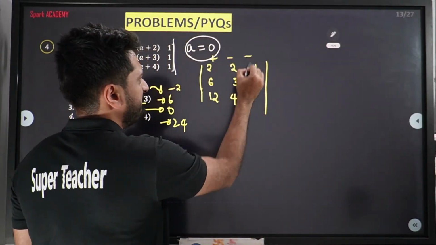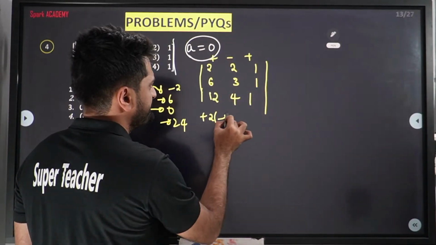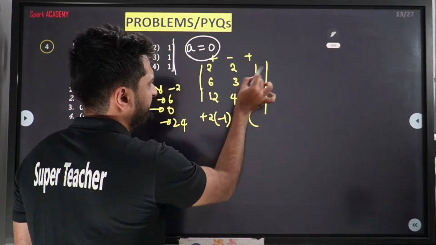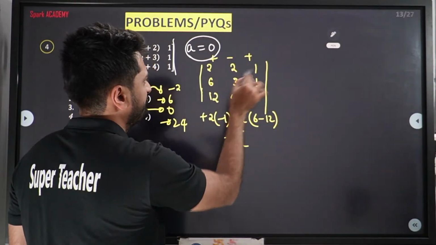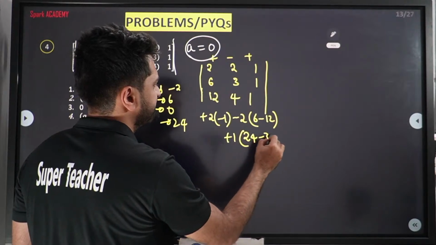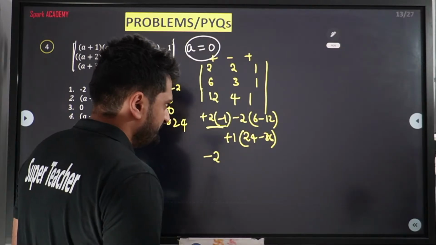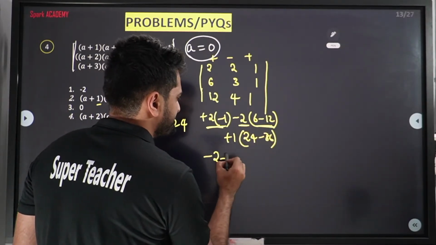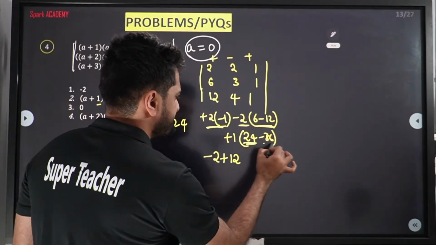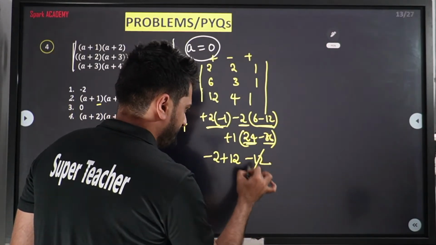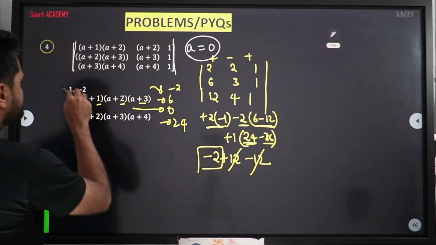Plus minus plus again. Plus 2 into, this is 3 minus 4 which is -1. Minus 2 into 6 minus 12 which is -6. Plus 1 into 24 minus 36. So this is -2. This is -6 into -2, which is +12. And 24 minus 36 is -12. -12 plus 12 cancel. We are getting the answer as -2, which is the first option.